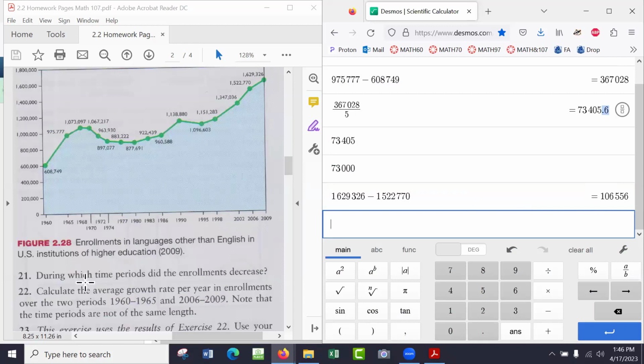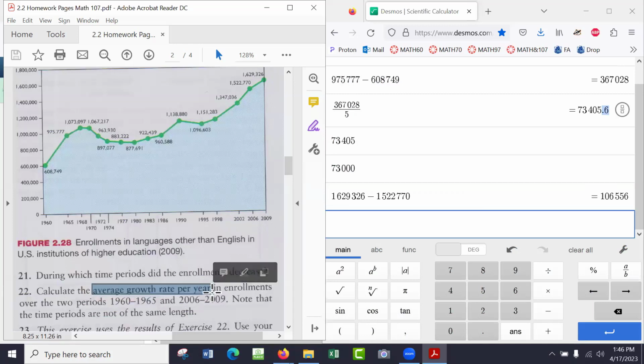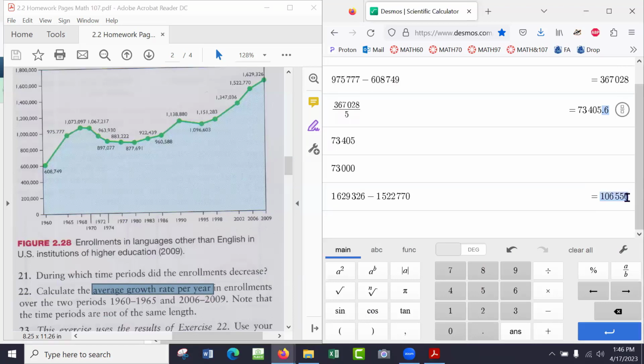What I want you all to do, press pause on the video and figure out the average growth rate per year in this time period from 2006 to 2009. What is the average growth rate per year? Press pause. Take your time. What do you think it should be? Again, it's a 3-year time period, and that total increase in enrollment is 106,000.